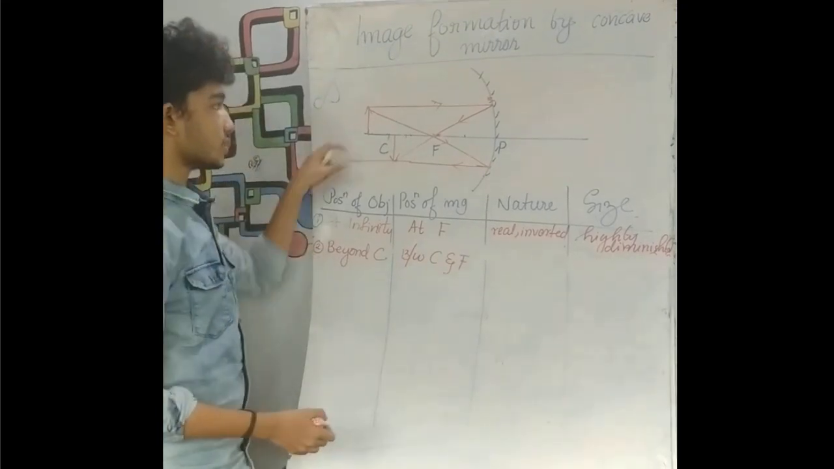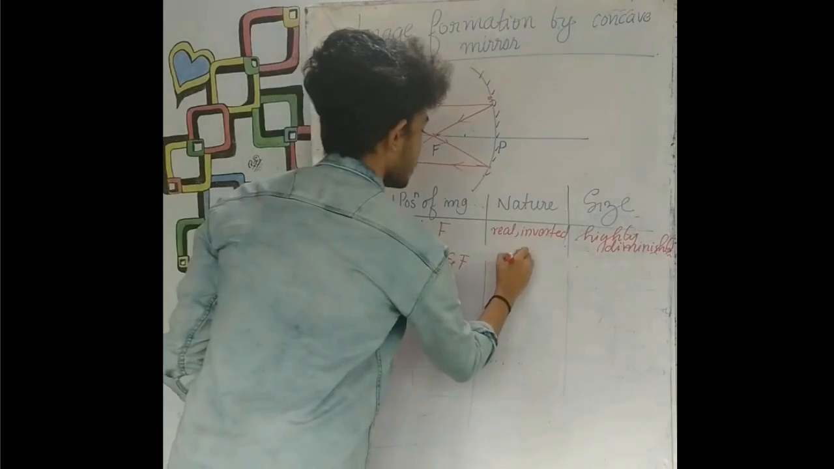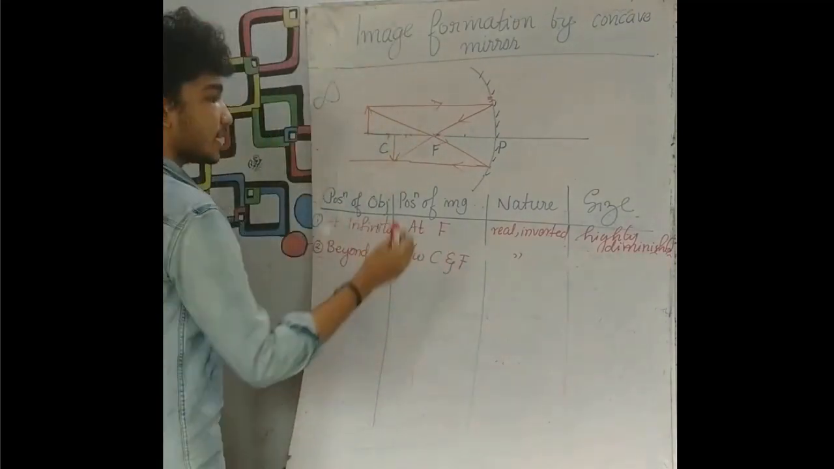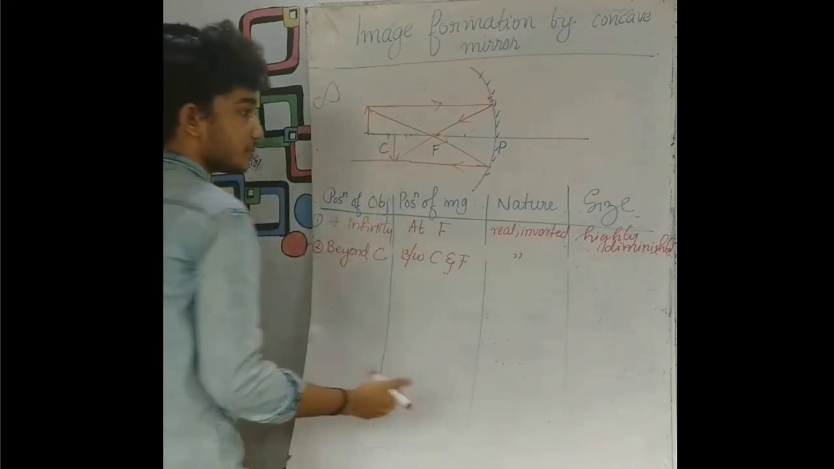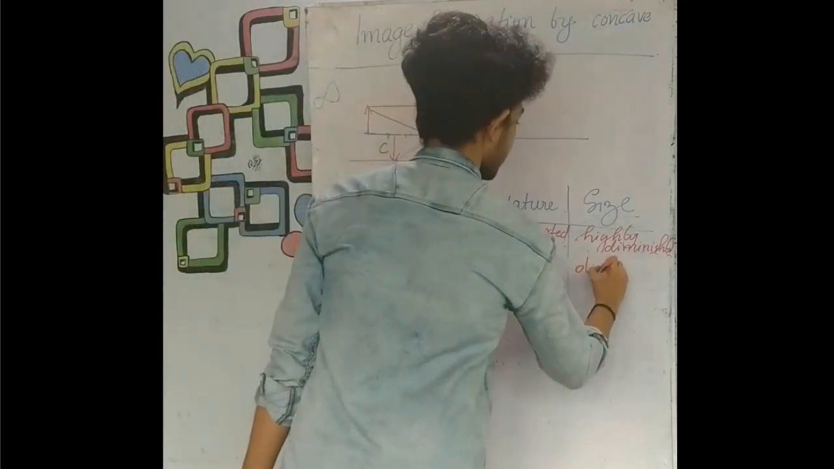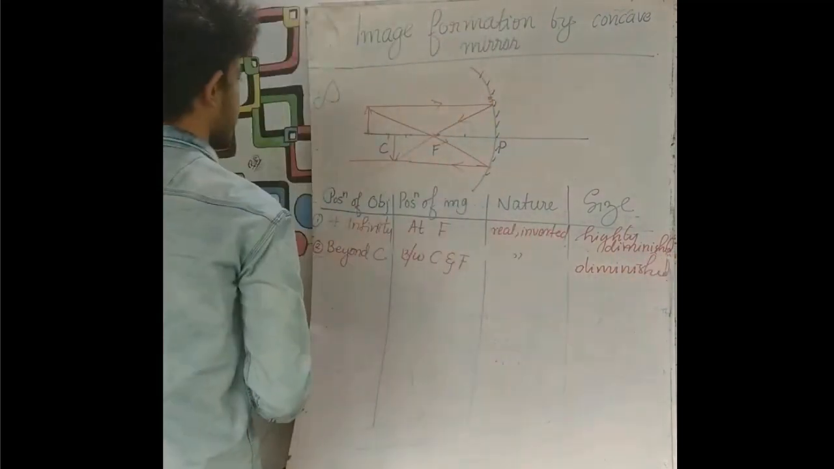And what about the nature? This one is upright, therefore this is inverted. Same, real and inverted. What about the size? This is more in size, while this is comparatively diminished. So size is diminished. This is the third case.